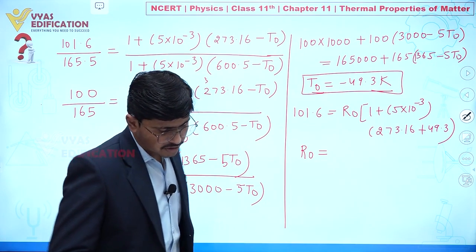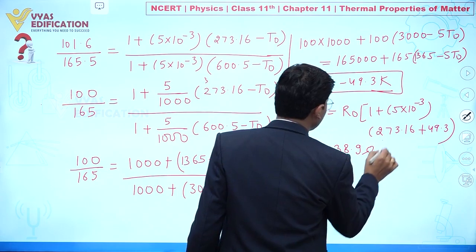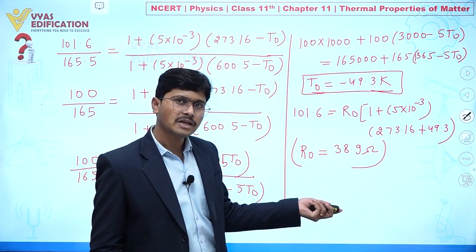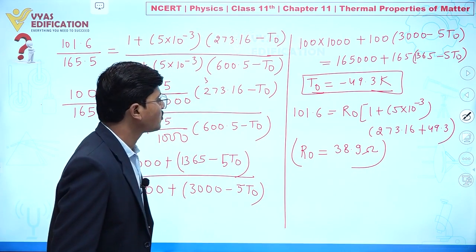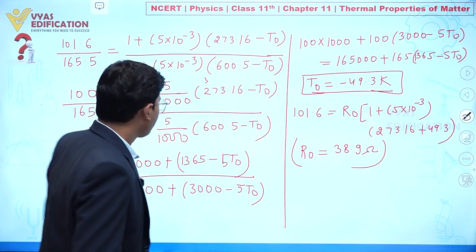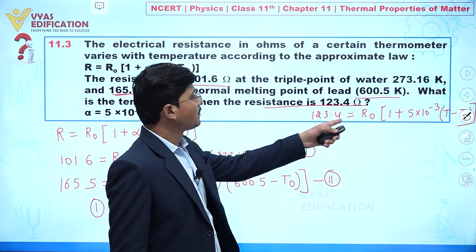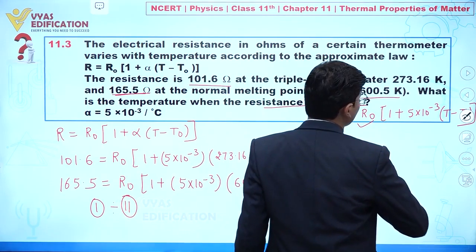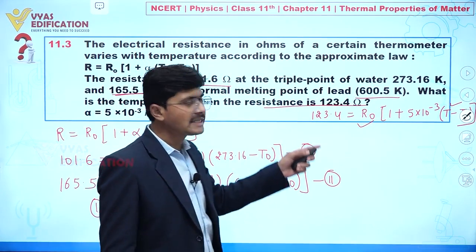Clear? Value of resistance you will find this is 38.9 ohm. Clear? Definitely we have some calculation, it is a little lengthy, but if you solve it you will find resistance is equal to 38.9 ohm. Clear to everyone? Yes. Now my objective in this question is to calculate the value of temperature. So now we know value of R naught. Actually we also know value of T naught. Clear? So now I will utilize this equation.